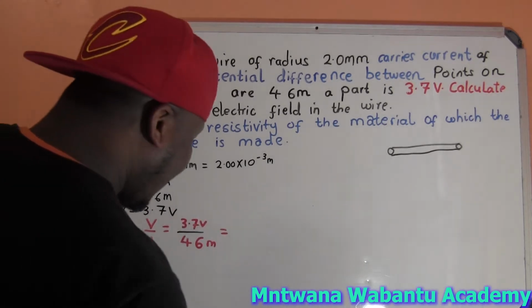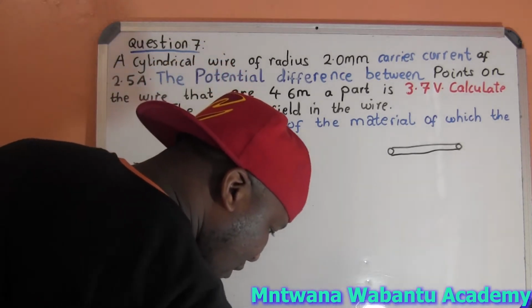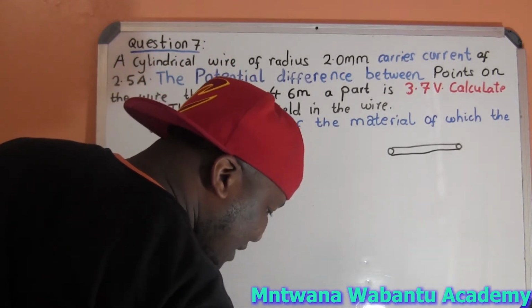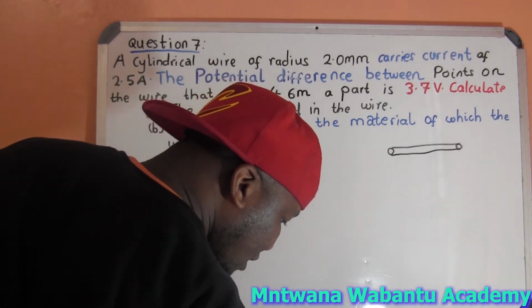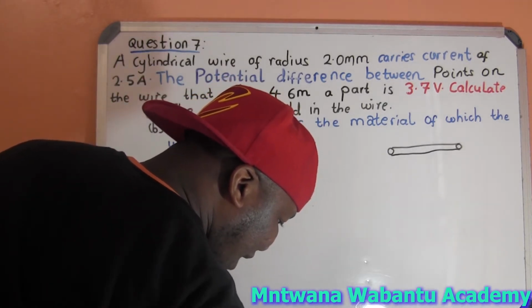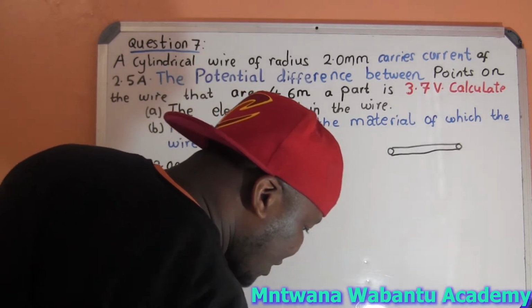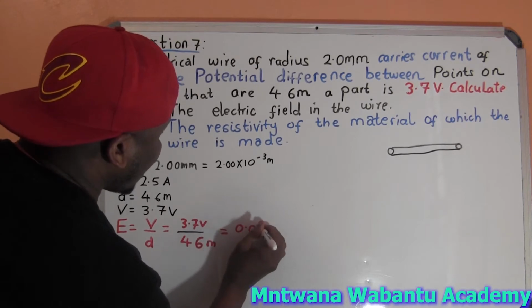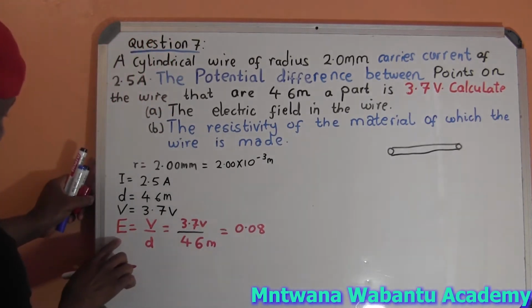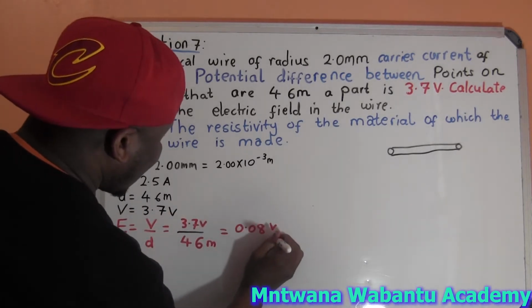So if you plug it in the calculator, 3.7 divided by 46 gives us 0.081. Electric field is volt over distance, which is volt per meter.